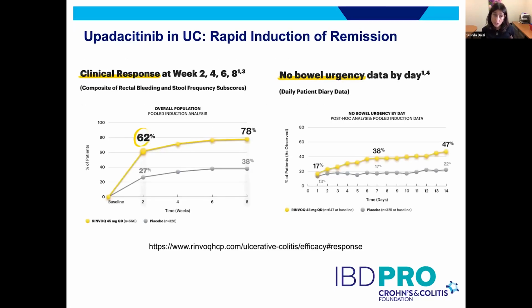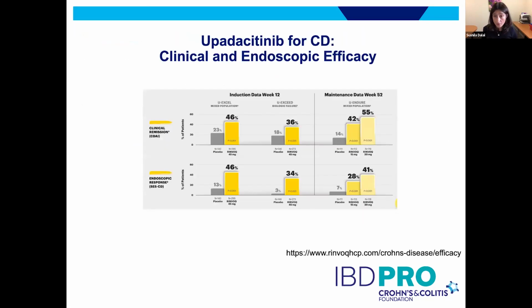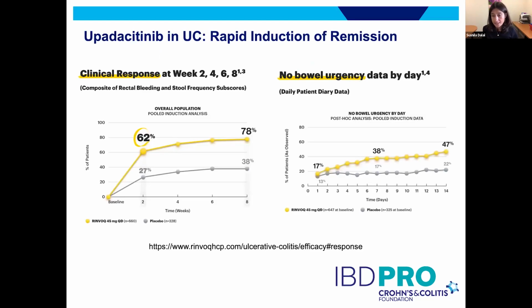So in terms of induction or remission, this is the data from ulcerative colitis. And this is actually the day-by-day data. So this is days on medication, and this again is about no bowel urgency. The number of patients that had no bowel urgency was changing on a day-by-day basis over the first 2 weeks. Similarly, the score of rectal bleeding and stool frequency was improving at the 2-week time point. So this is a pretty quick acting medication.